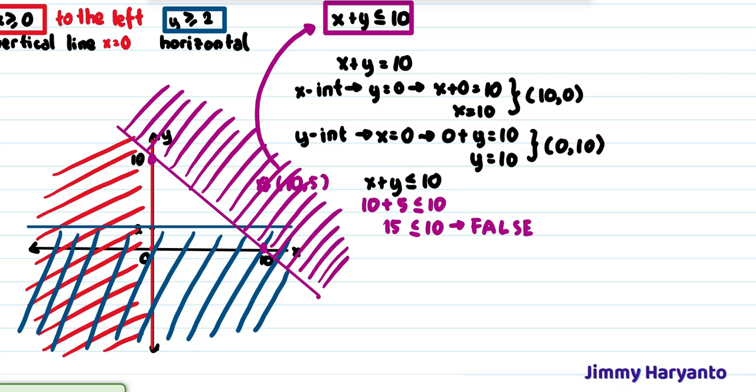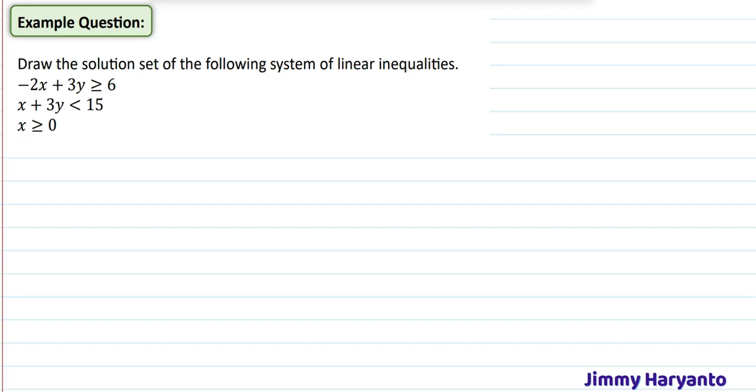And then as you can see, this triangle is the cleanest region. That means this one is our solution set. All of the points in this region are the solution set of this system of inequalities. Okay, that is the first example. Let's go to the second example.